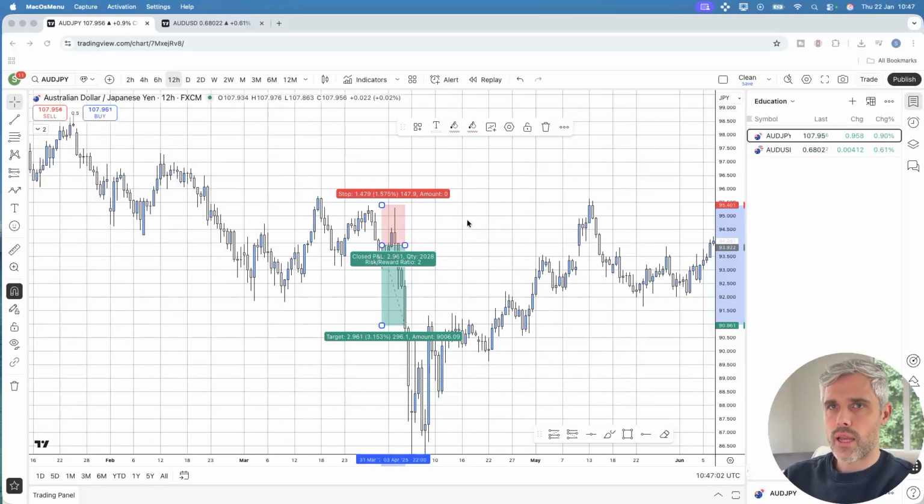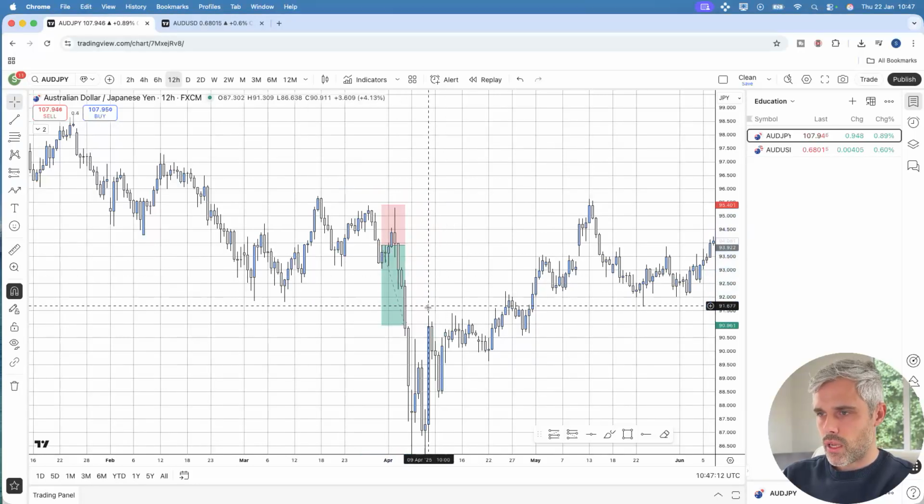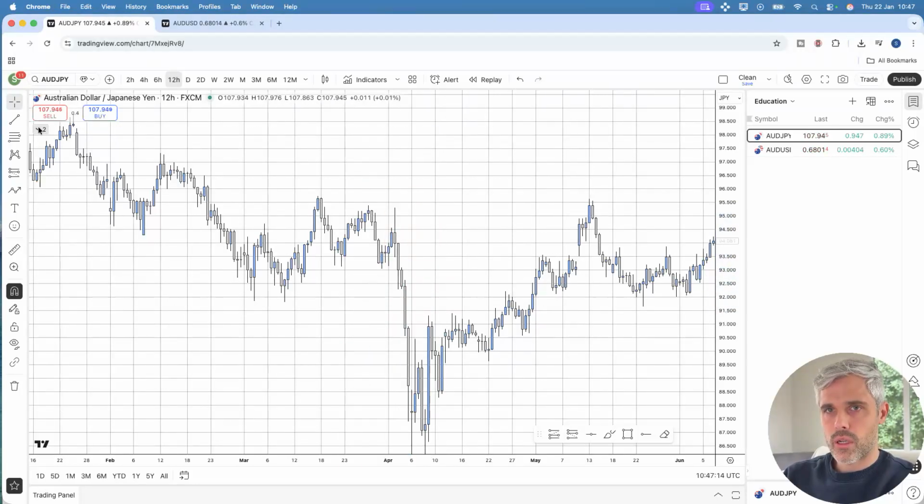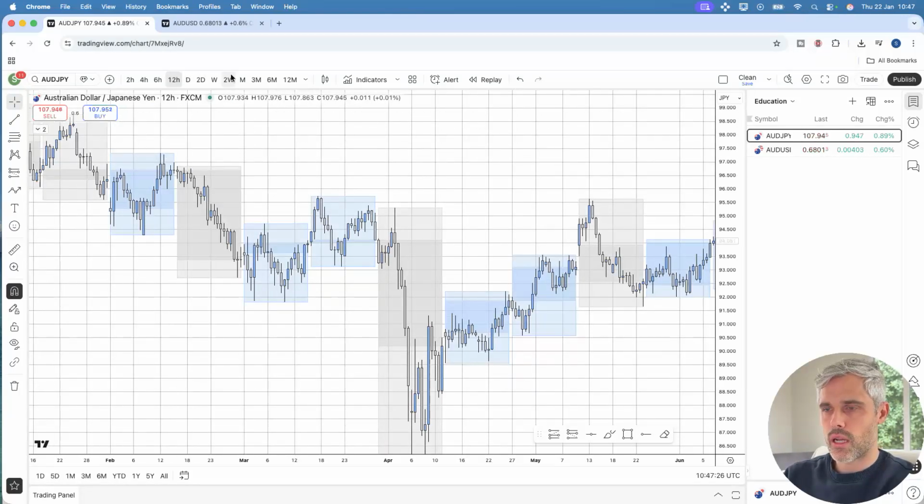So we're going to start with AUDJPY and look at this 2R winner right here. And then we're going to look at a short bit of theory and some further examples on AUDUSD. So I'm just going to take this away and bring up my higher time frame. I'm looking at the 12-hour chart right here for my execution time frame, and then I'm going to overlay a higher time frame, in this case the 2-weekly time frame.